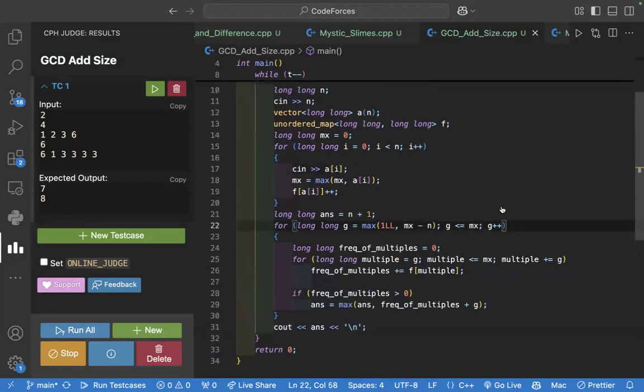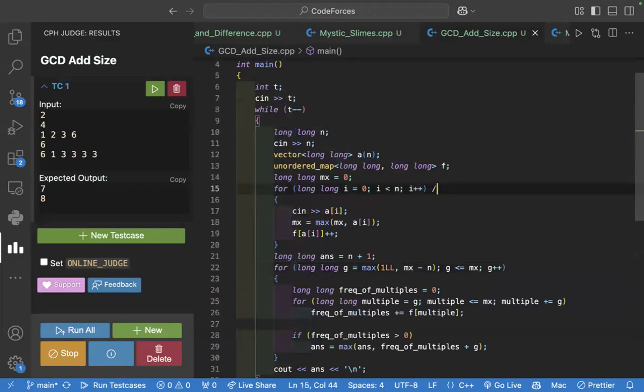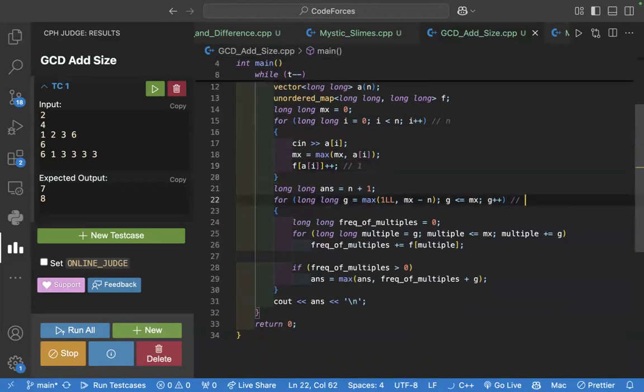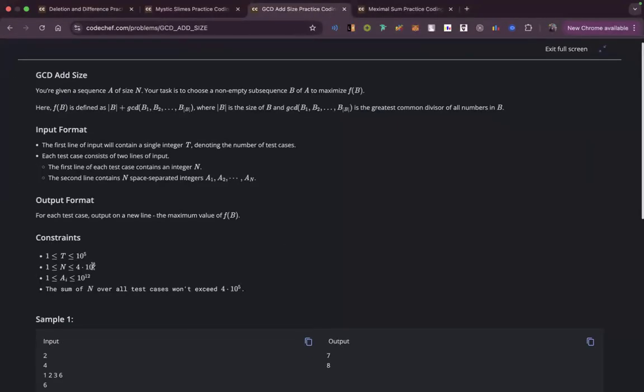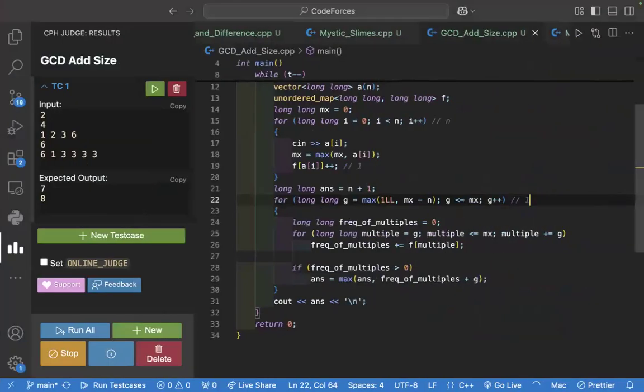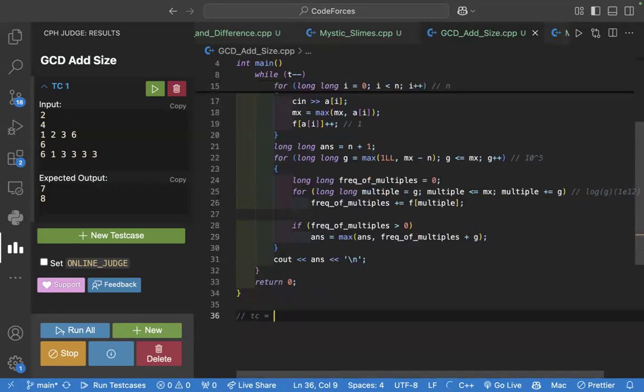Okay. Now, what is the time complexity? I have taken an unordered map, so this is like n order. This is pretty much constant. This is the main thing. Roughly, you can say you have n as 10 power 4 and then 4 into 10 power 5. So this is roughly a 10 power 5 order almost. And then this is like a log base G of something like 1e12 max. So I can say that my time complexity turns out to be n plus this value.